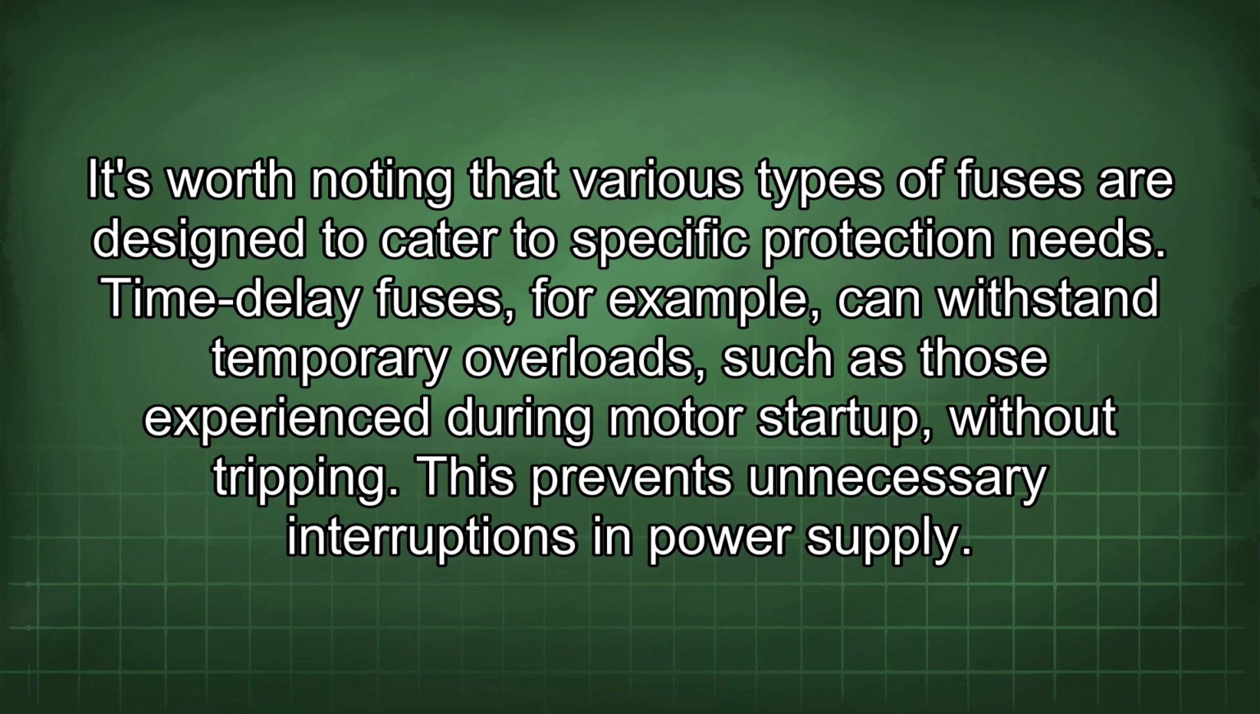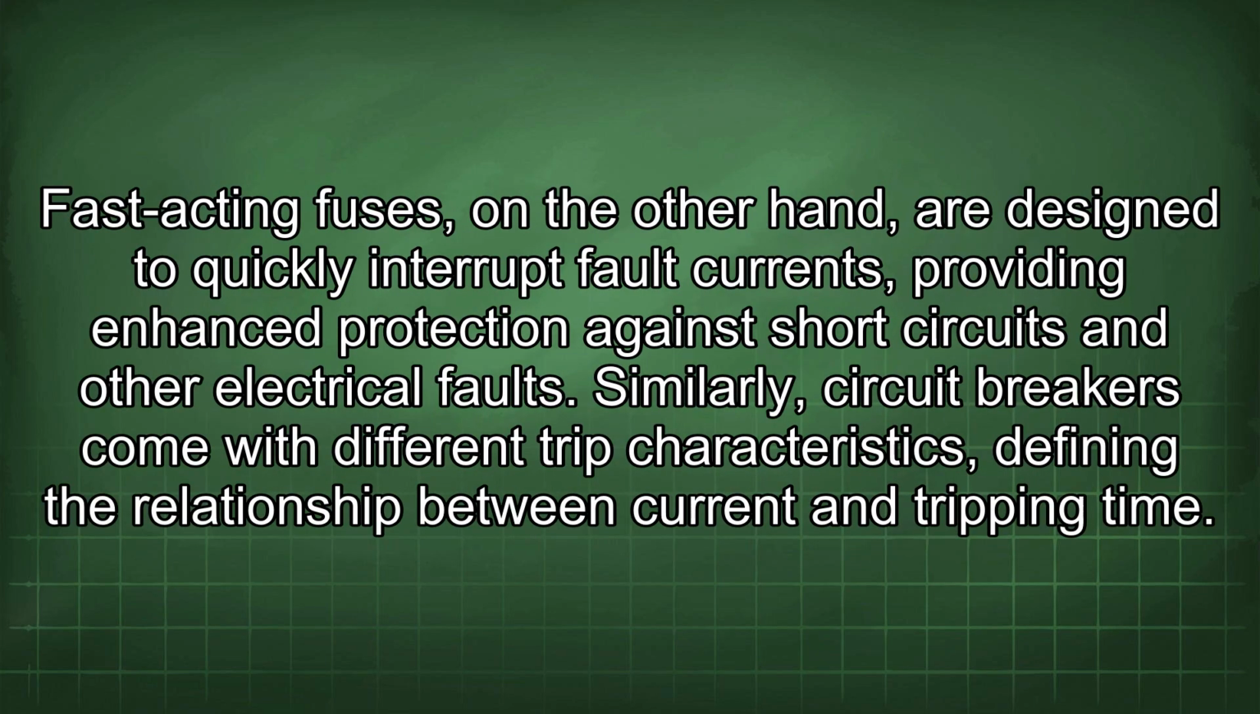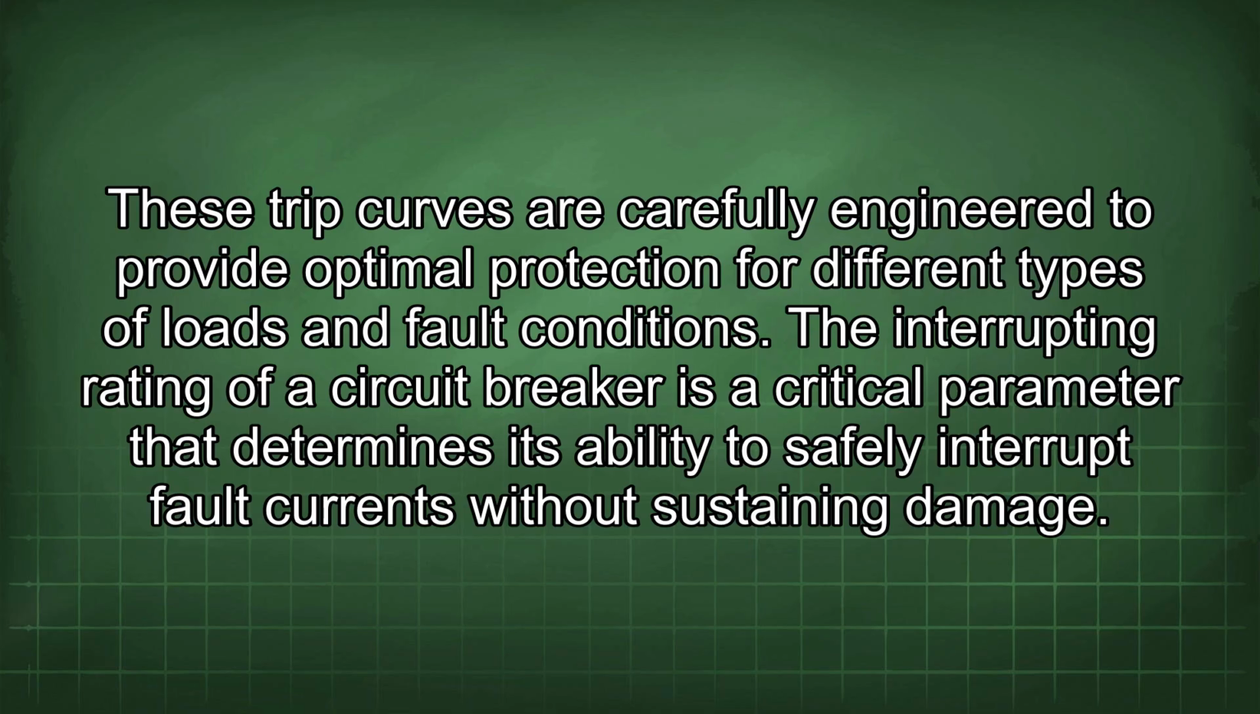It's worth noting that various types of fuses are designed to cater to specific protection needs. Time delay fuses, for example, can withstand temporary overloads such as those experienced during motor startup without tripping. This prevents unnecessary interruptions in power supply. Fast-acting fuses, on the other hand, are designed to quickly interrupt fault currents, providing enhanced protection against short circuits and other electrical faults. Similarly, circuit breakers come with different trip characteristics, defining the relationship between current and tripping time. These trip curves are carefully engineered to provide optimal protection for different types of loads and fault conditions.